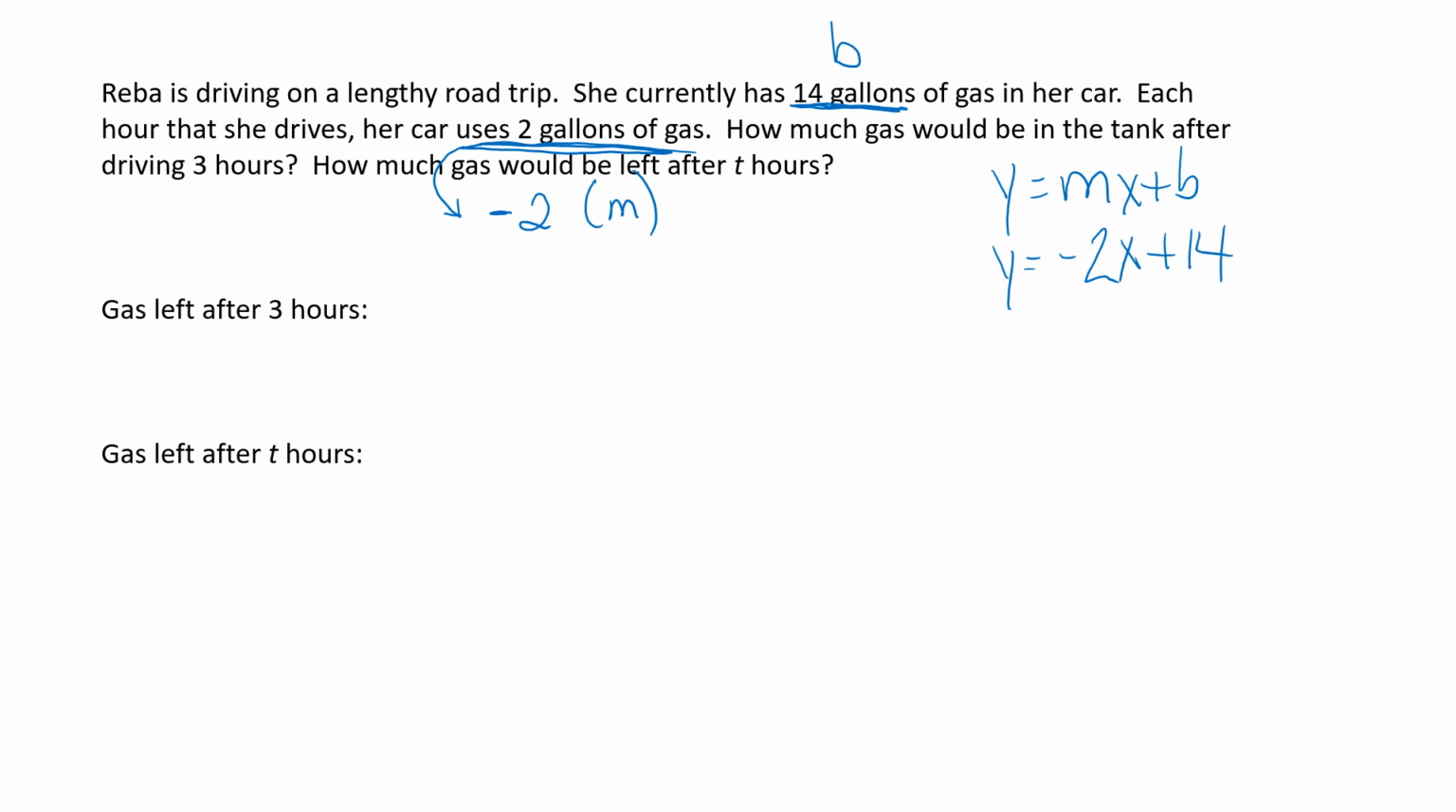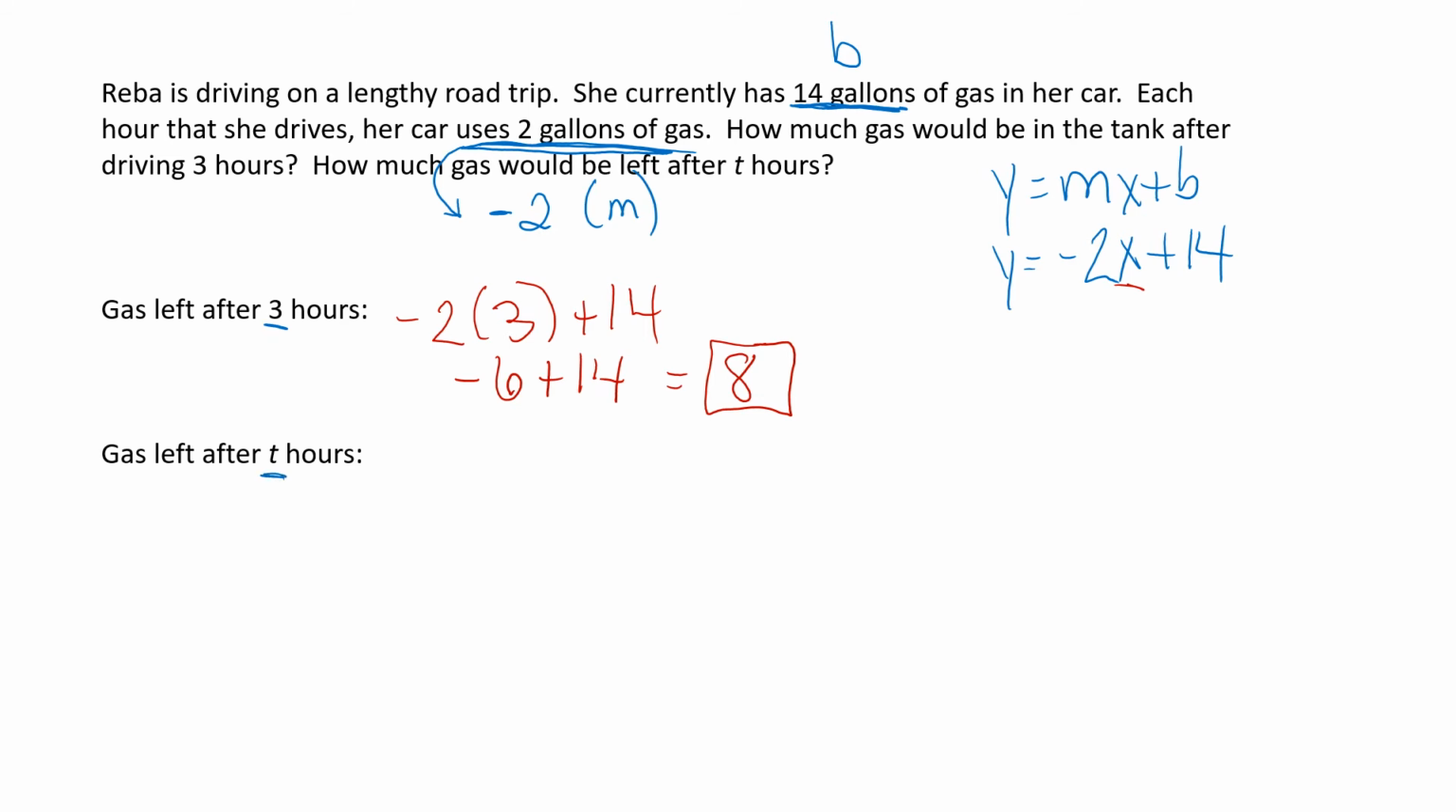So your question is how much gas is going to be left after 3 hours. So you're going to substitute that 3 in for the x. So that's -2 times 3 plus 14. -2 times 3 would give me -6, and -6 plus 14 is 8. That would be 8 gallons of gas, and that makes sense because her gas volume should be decreasing since her car is using gasoline.